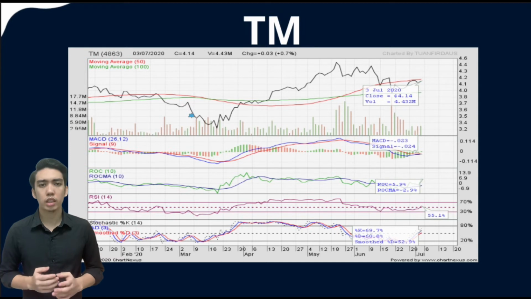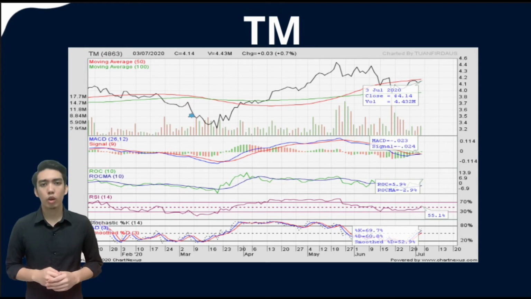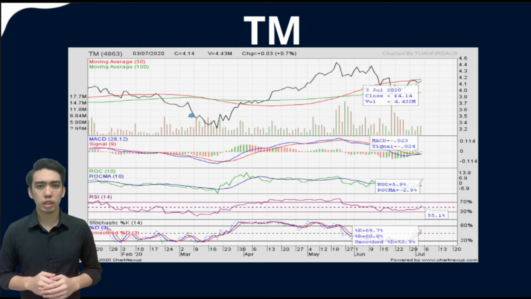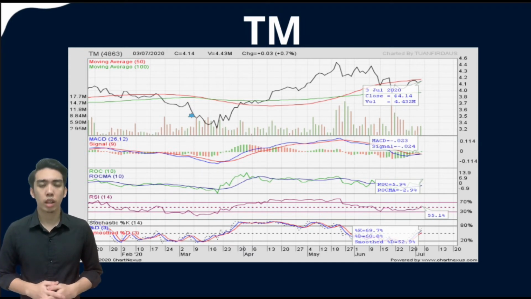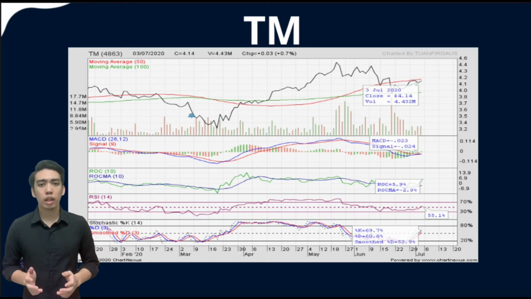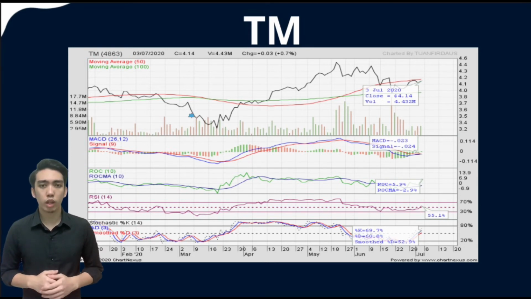Rate of change is the third signal I discovered in this stock. On the chart above, ROC was at 4.9% and rate of change moving average, ROCMA, was at negative 2.9%. It was discovered that the ROC is decreasing in comparison to the ROCMA. It also revealed that the ROC value is less than 0. Therefore, it signals a sell signal because the stock has become overbought. As a result, the ROC and ROCMA crossing on 3rd July 2020 indicates a selling signal.